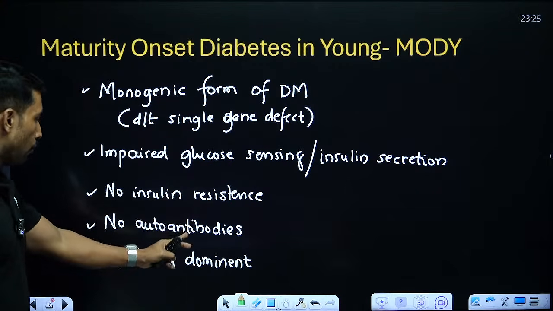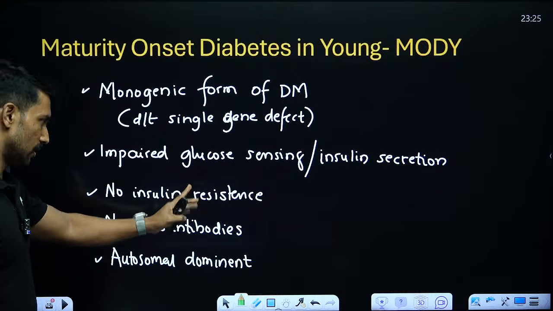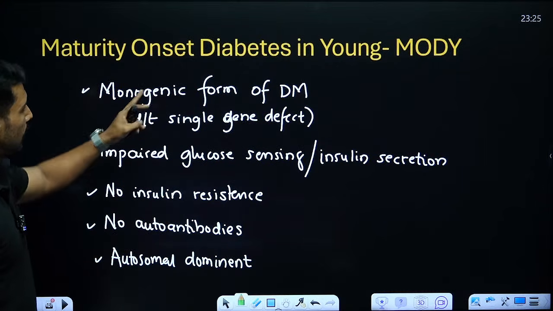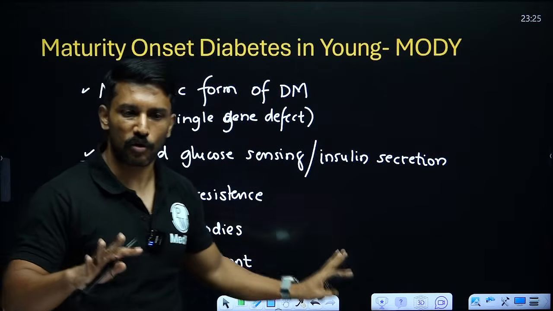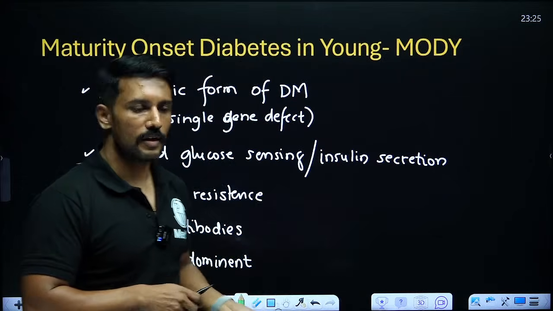Then both type 1 and type 2 are polygenic, multifactorial. But here it is clearly a single gene mutation. Lifestyle factors do not play a role. It's purely a genetic disorder, right?